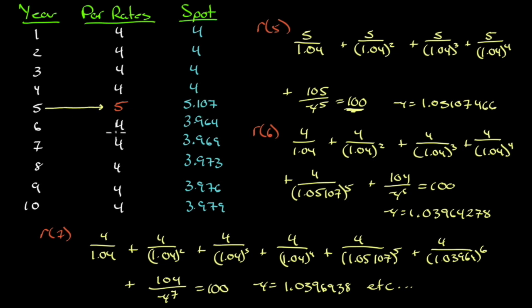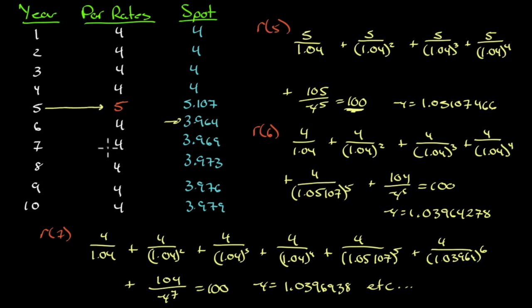Let's move over to the 6-year par now. All we changed was the 5-year, right? Remember, key rate, we're only changing one rate, so the rest of them are still at 4. So how do we get the spot rate for R6? It's 4, 4, 4, 4, 4, 104, divided by all of the spot rates, 1.04, 1.04 squared, etc. Except now we're discounting this one by 1.05107, which is the 5-year, and we're going to solve for X6. We get 1.03964, 3.964%. So there's our 6-year spot rate.